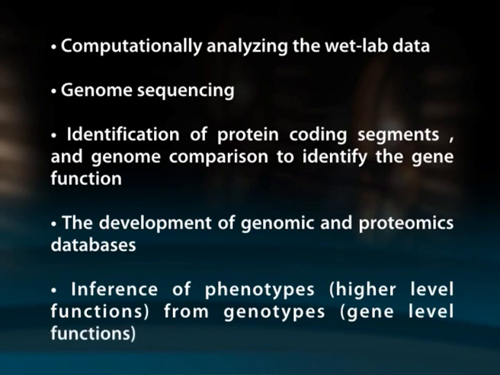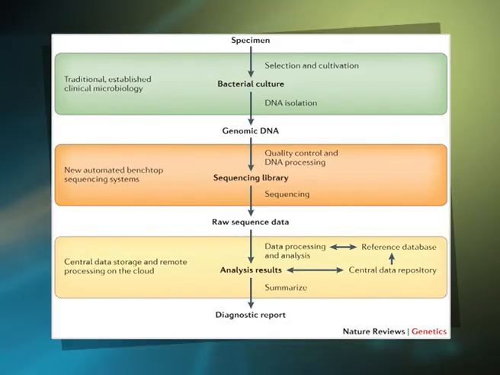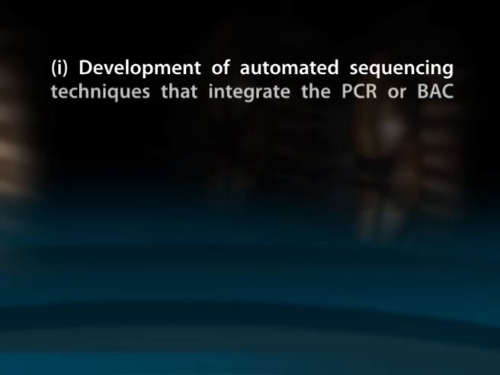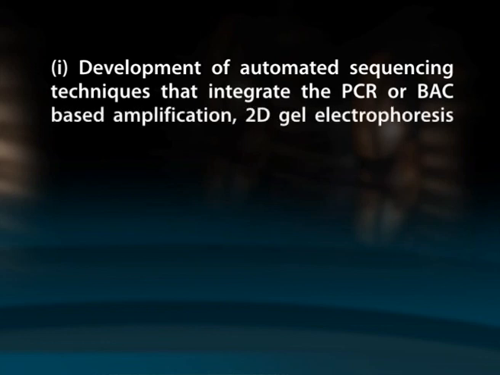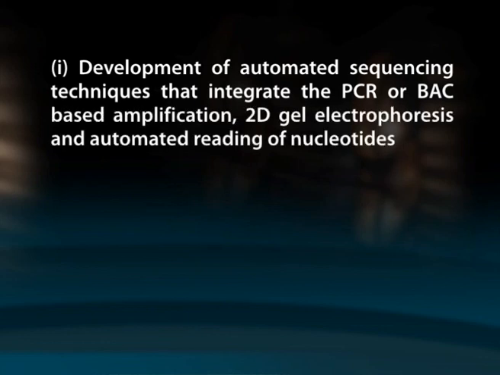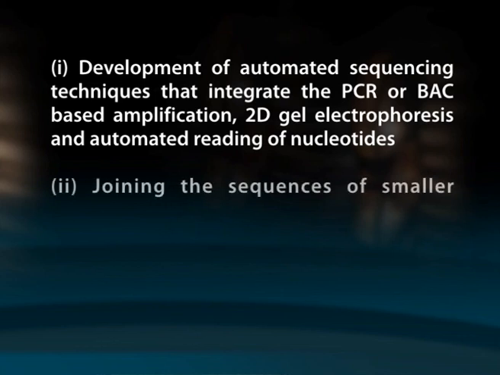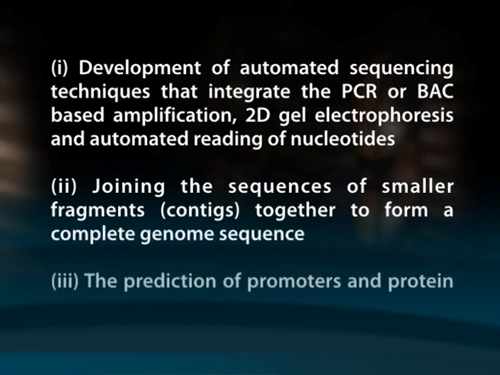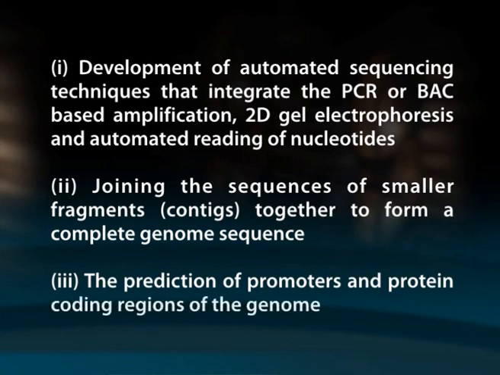The major contribution of bioinformatics in genome sequencing has been in: 1. Development of automated sequencing techniques that integrate PCR or bacterial artificial chromosome based amplification, 2D gel electrophoresis and automated reading of nucleotides. 2. Joining the sequences of smaller fragments or contigs together to form a complete genome sequence. And 3. The prediction of promoters and protein coding regions of the genome.